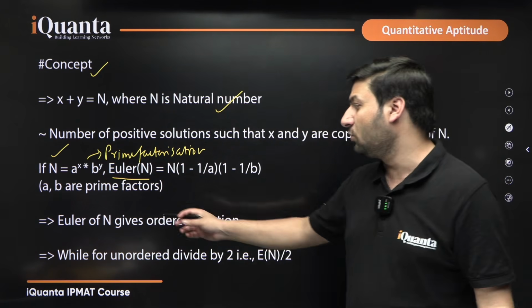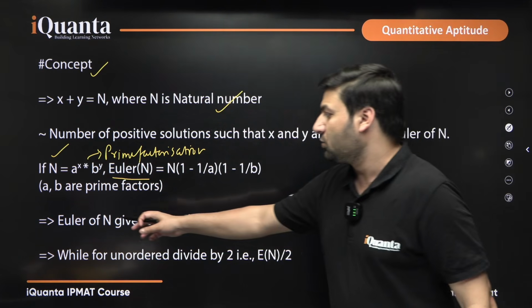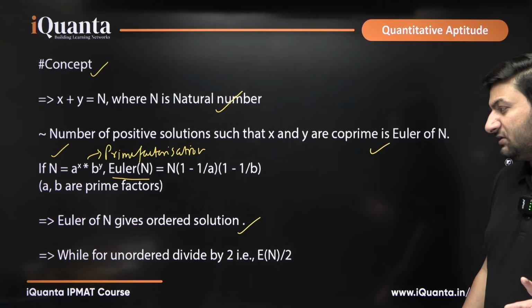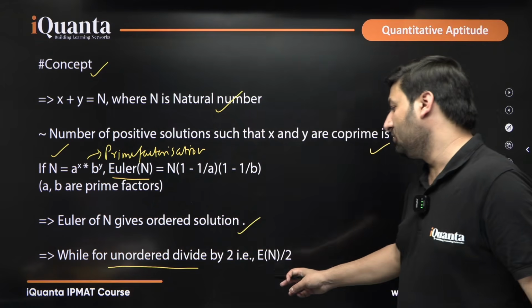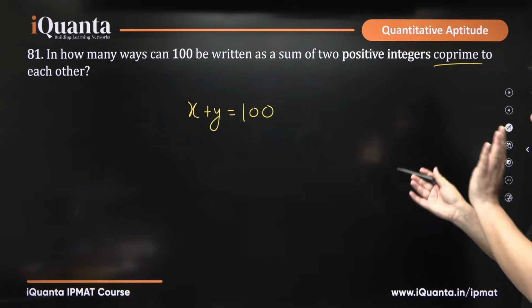There might be more than 2 prime factors in the prime factorization of the number given, okay. So, if you find out Euler of n, that gives you the ordered solution. I will tell you what an ordered solution is. If you have to find out the unordered solution, you have to divide the Euler value that you are finding out by 2. Now, let me just show you how to do it, okay.